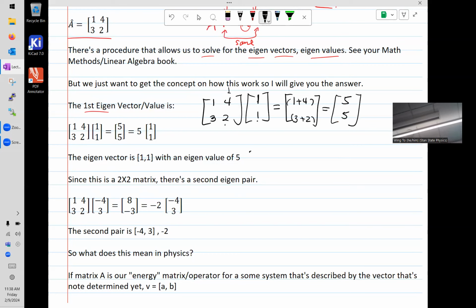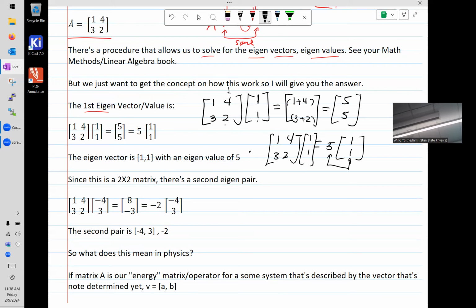Obviously that's not 1, 1, but it's proportional to 1, 1. If you factor out this 5, you get 1, 1 back. Therefore, for the matrix 1, 4, 3, 2, one of the eigenvectors is 1, 1, and the eigenvalue for this particular eigenvector is 5. Any questions?